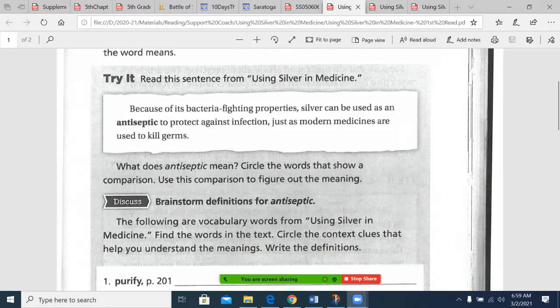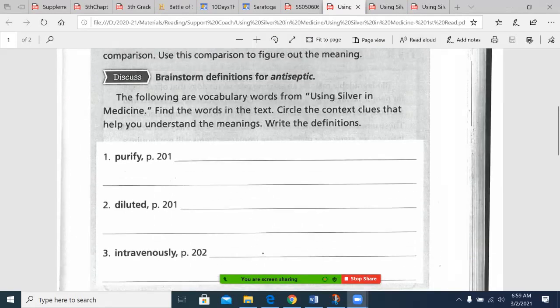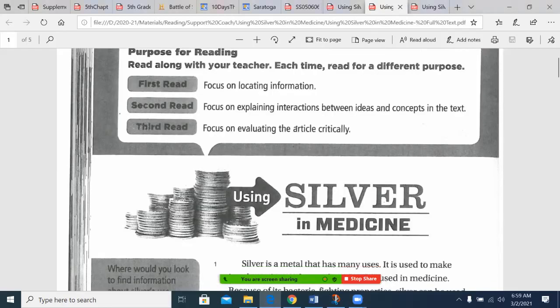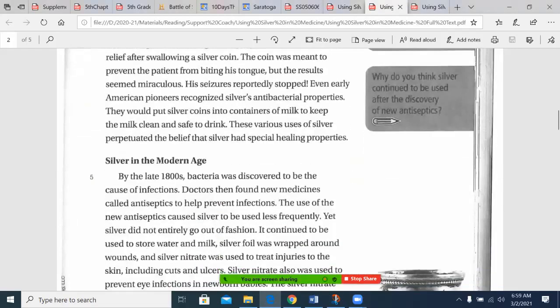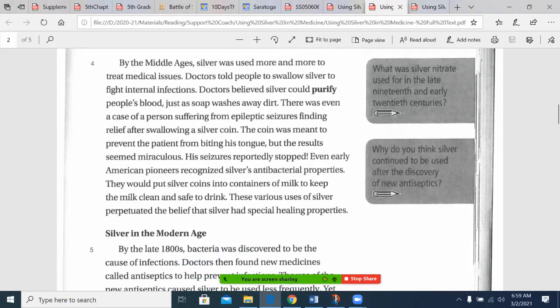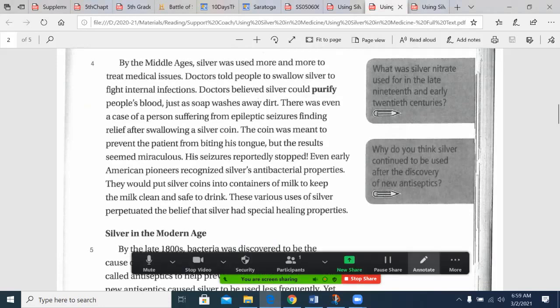The following are vocabulary words from Using Silver in Medicine. Find the words in the text. Circle the context clues that help you understand the meanings. So let's look at purify on page 201. And it's going to be a highlighted word. Here we go. Doctors believe silver could purify people's blood, just as soap washes away dirt.